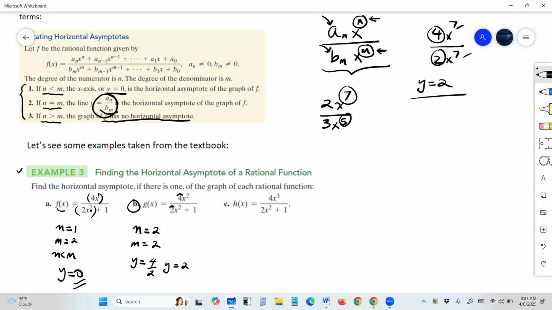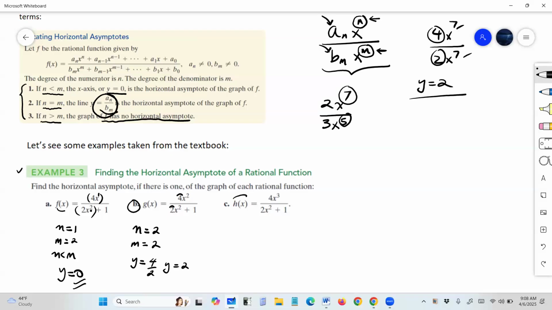Now notice that you could have a problem that was 4x squared and then 7x squared. And what would be the horizontal asymptote? Well, it would be 4 over 7. And that's perfectly okay. It's just not a whole number. It doesn't have to be a whole number. This is where the function is approaching, 4 over 7. Okay, so we should not be afraid at this level of fractions. Usually these problems in the textbook, they give you easy numbers, but nothing special about a fraction.